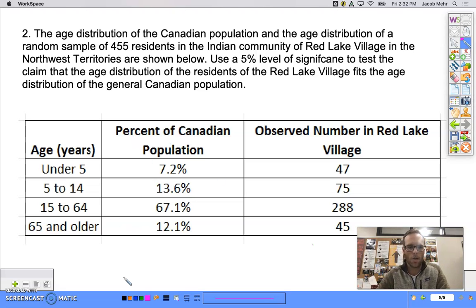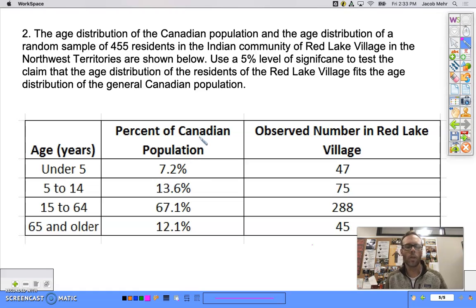just Canada in general? So if we look at this, age under 5, 7.2% of the Canadian population is under age 5. Well, that was 47 people in this village. 5 to 14, 13.6% of the total Canadian population. There were 75 in the village. 15 to 64, that's obviously a big one. That's 67% of the Canadian population. That's 288 in the village. 12% were 65 and older in Canada, and that's 45 in Red Lake.